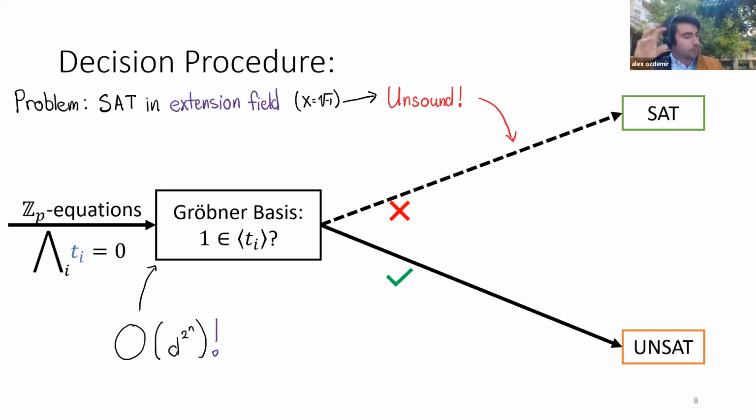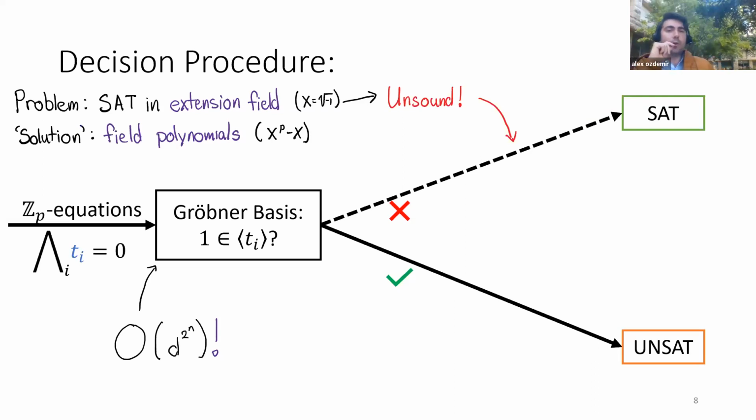And if you have this problem and you go through the computer algebra literature, it turns out there's actually a solution. There's an approach to getting the Gröbner basis engine back on track. There's an approach to making the Gröbner basis engine reason about just the field that you're working in. And that approach is called a field polynomial.